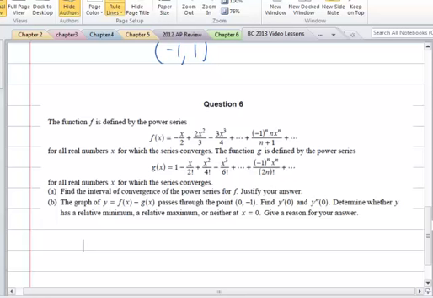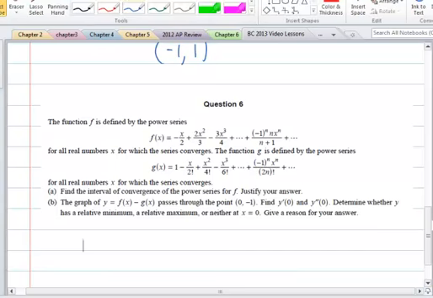And now in the next part, it asks us something more elementary, but it asks us to do it with these series. It asks us to consider the graph y equals f of x minus g of x. It says it passes through the point (0, -1), and it wants us to find out what y prime at 0 is and the second derivative at 0.